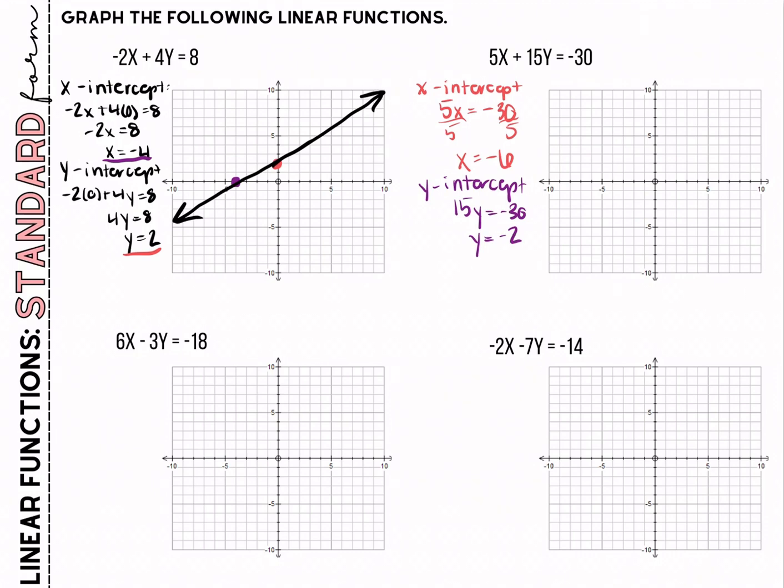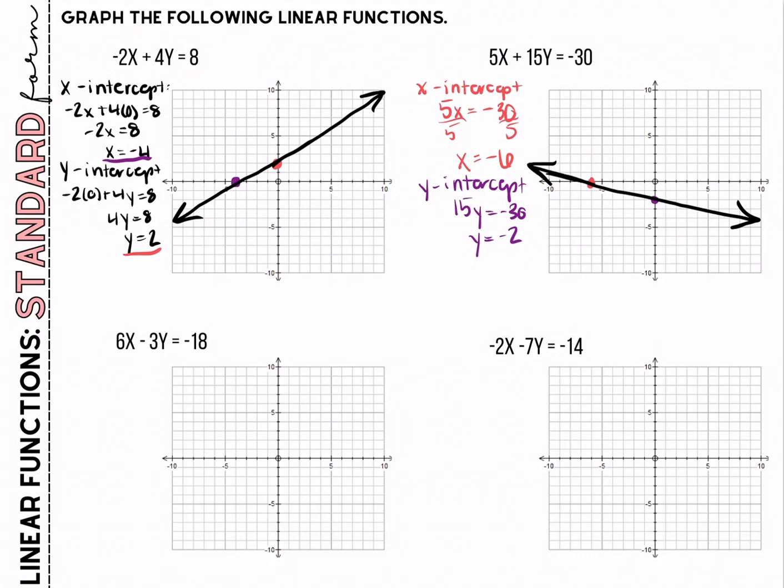Now I'm going to graph those. y is negative 2, and x is negative 6. Then I have my 2 points, so I just draw my line straight through. Ta-da!